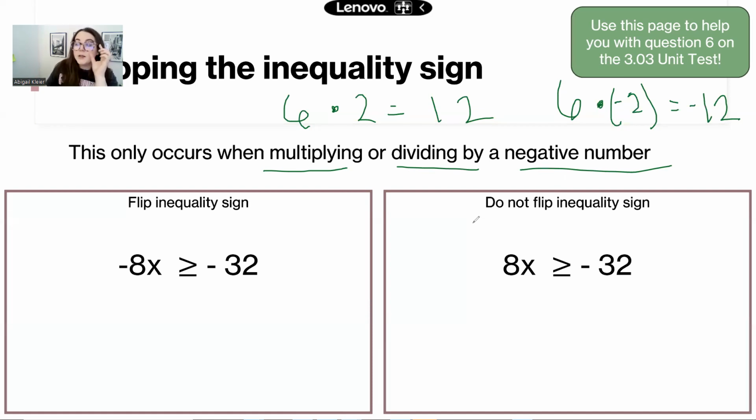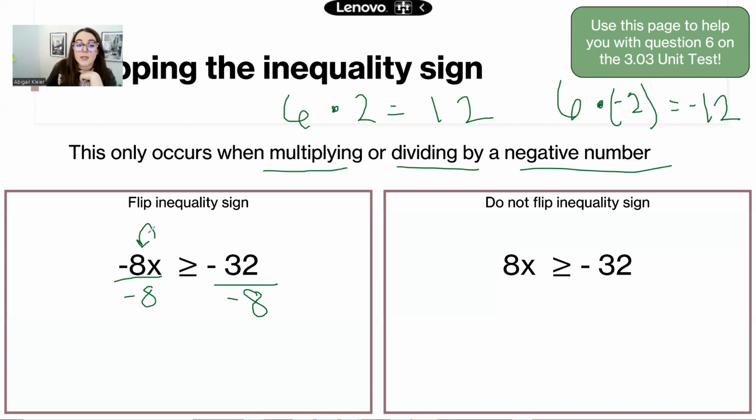So again, this is only a situation that occurs when you have to multiply or divide by a negative number. So let's look at the 2 examples, and we have 2 different samples. One is going to be when you do flip the sign, and the other will be a very similar example when you do not flip the inequality sign. So I have negative 8x is greater than or equal to negative 32. I'm looking at the impact on my variable. It's being multiplied by negative 8. In order to undo multiplying by negative 8, I divide by negative 8 on both sides.